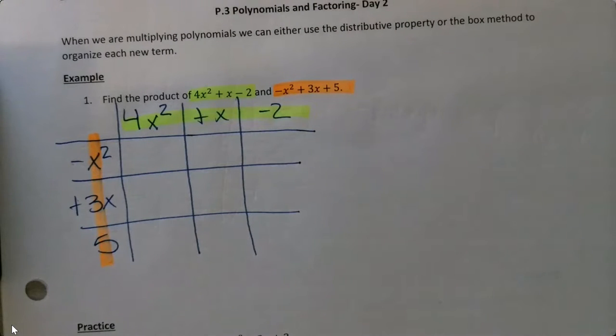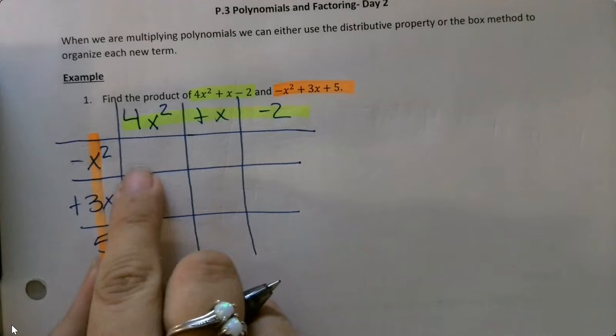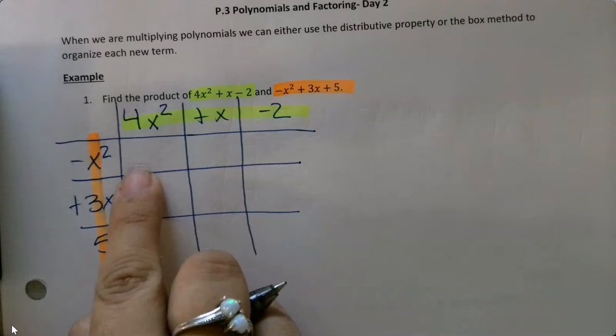So I'll give you a second to copy this down. But while you're doing that, what I'm going to do in each of those empty squares that I have left over is I'm going to multiply the column and the row together to get a new term. So in this first square, I want to find negative x squared times 4x squared.